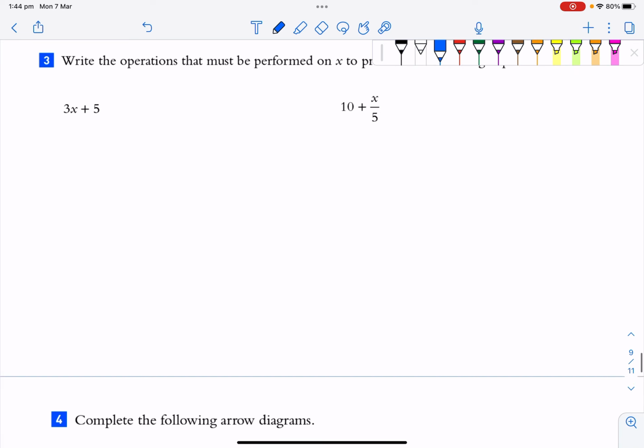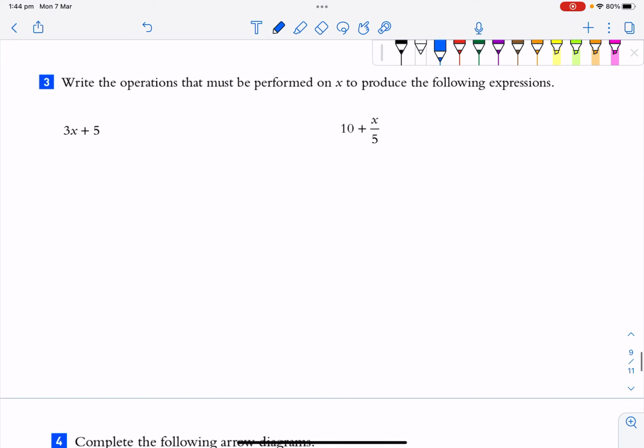All right, question 3, a bit more of the same. Write the operations that must be performed to produce the following expressions. All right, we start with the letter. Then in this case, because there's no brackets, we're going to multiply by 3 first. So it becomes x, then 3x, and then 5. So really the operations here are times 3, and then plus 5.